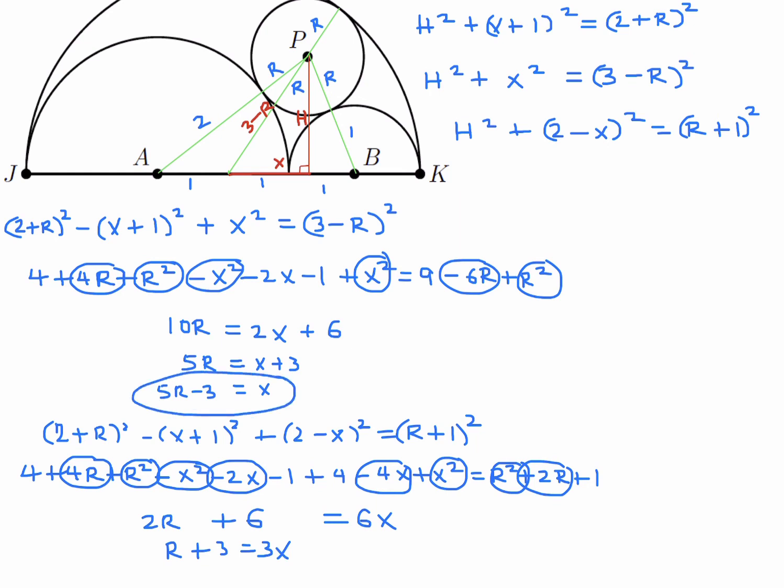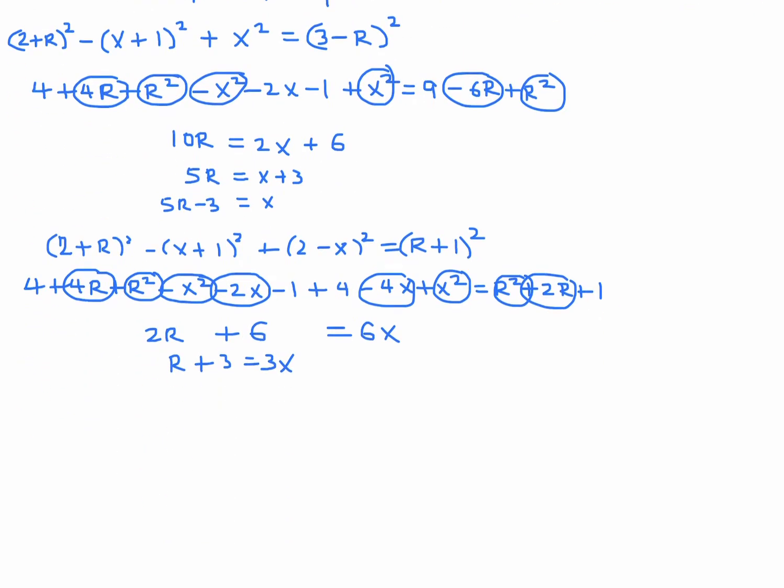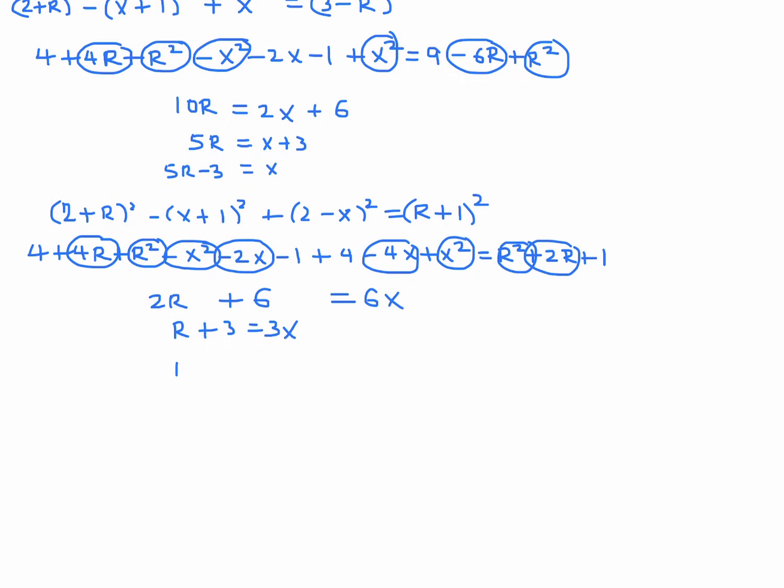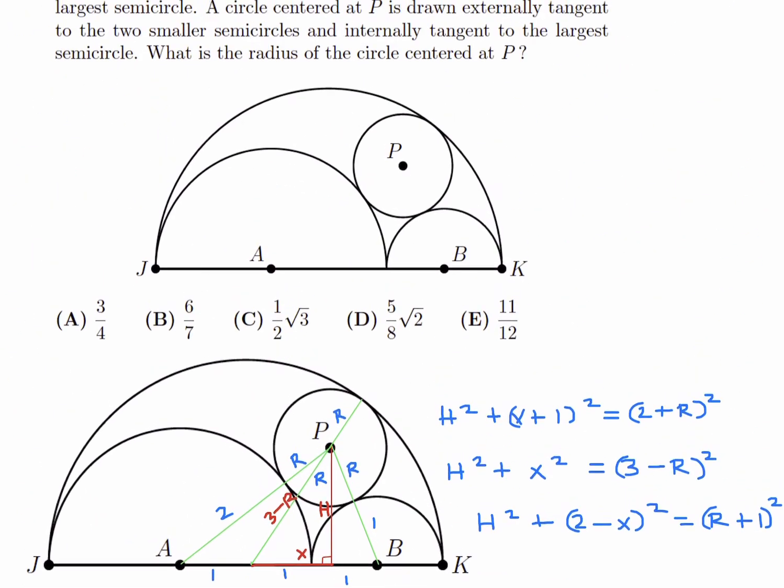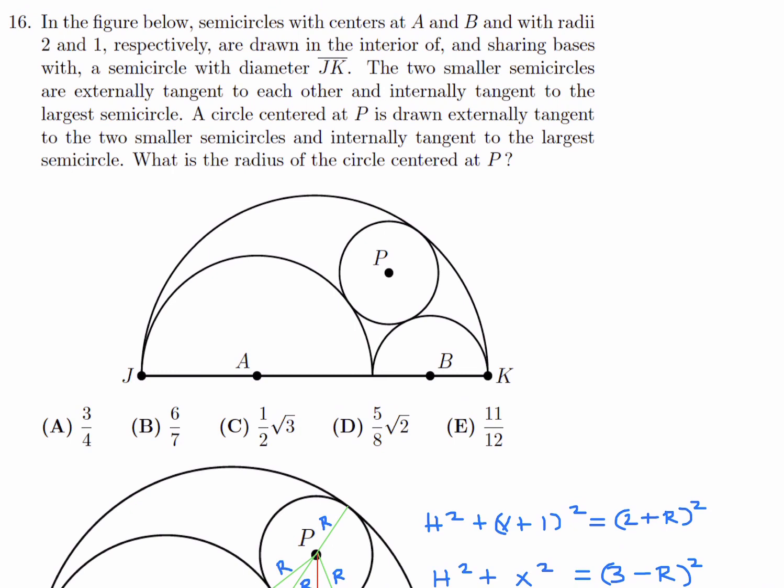Okay, well, I know that x is equal to 5r minus 3, so let's substitute that in. So r plus 3, and then 3 times x, which is 5r minus 3. So this gives me r plus 3 is equal to 15r minus 9. So that means 14r is equal to 12, and therefore r is 12 over 14. In lowest terms, that is 6 over 7. 6 over 7 is the value for r, which represented the radius, and therefore number 16, the answer is B.